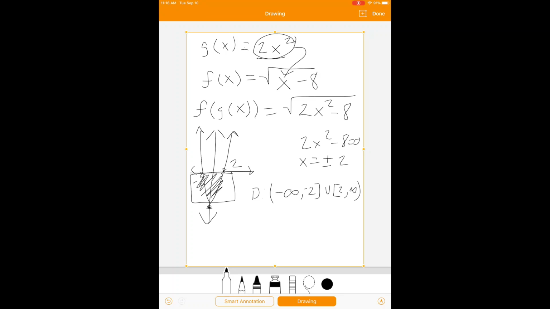So now I'm looking at this section of the function where the function values are greater than or equal to 0, and this part of the function where I have function values greater than or equal to 0. It's important that I include 2 and negative 2 because I can take the square root of 0. We do not need to simplify f of g of x any further. We have the square root of 2x squared minus 8 with the domain of negative infinity to negative 2, union 2 to infinity.